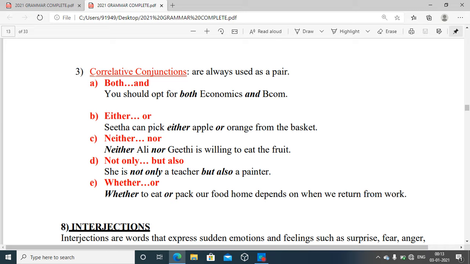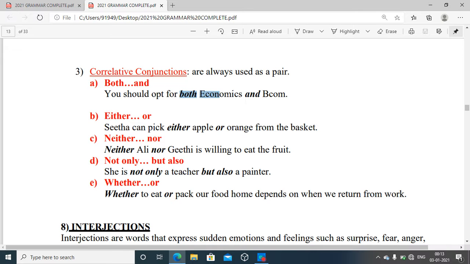But as an approved punctuation mark, that is ellipsis, both and. Here you can take the example and become very clear about that. You should opt for both economics and BCom. See why this ellipsis occurs when you write this down separately. In between something comes. You should opt for both economics and BCom.